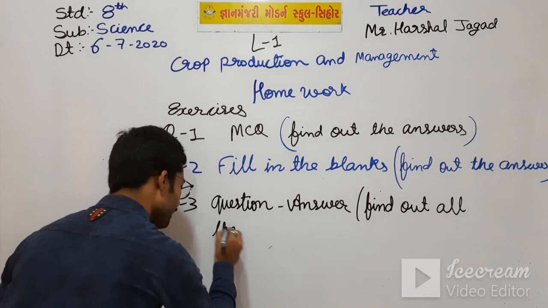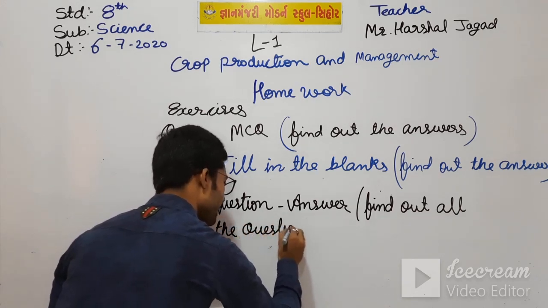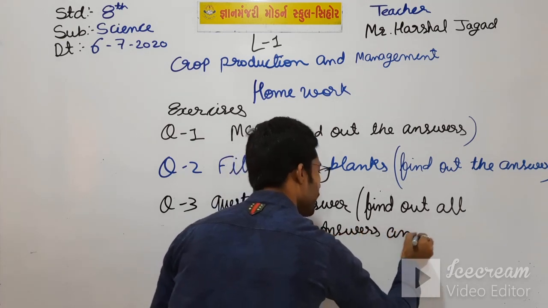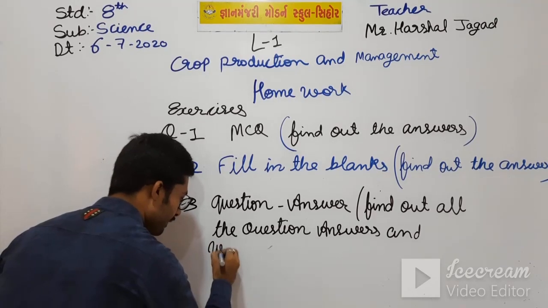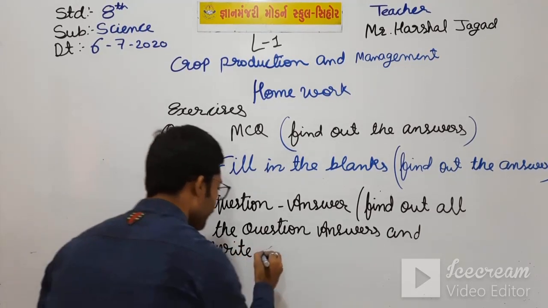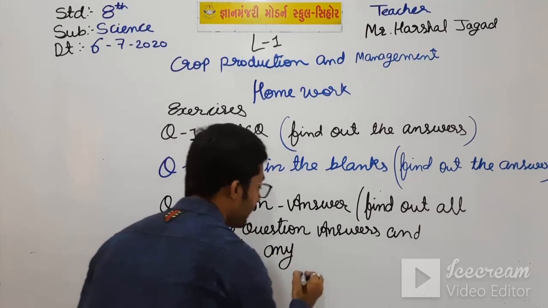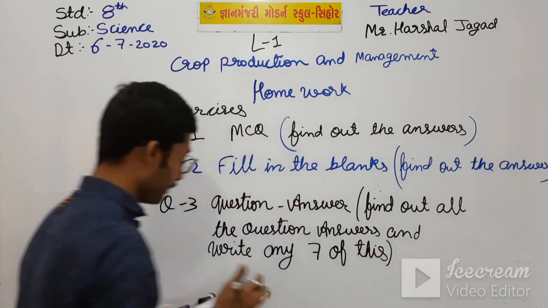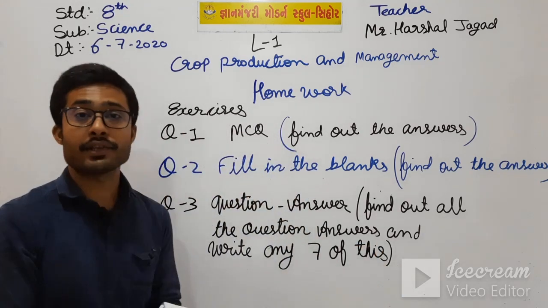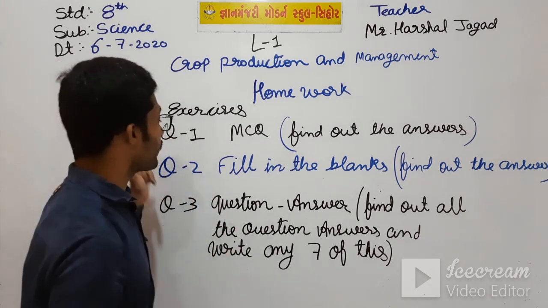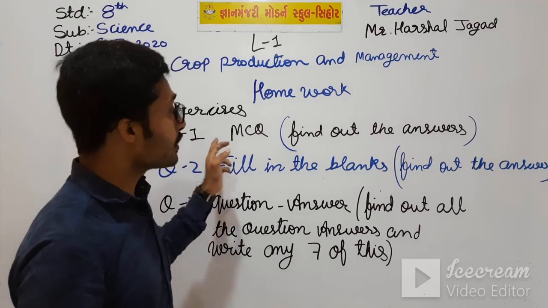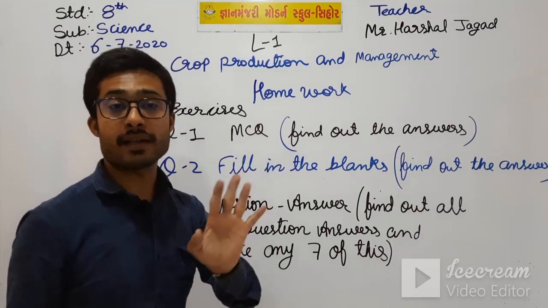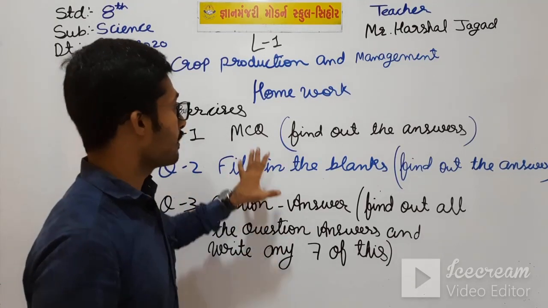And you have to write any 7 of these. So you don't have to write question 1 and question 2 of your exercise. You just have to find out the answers and mark them in your textbook only. Don't take a picture and put it in the group. Just find out the answers.